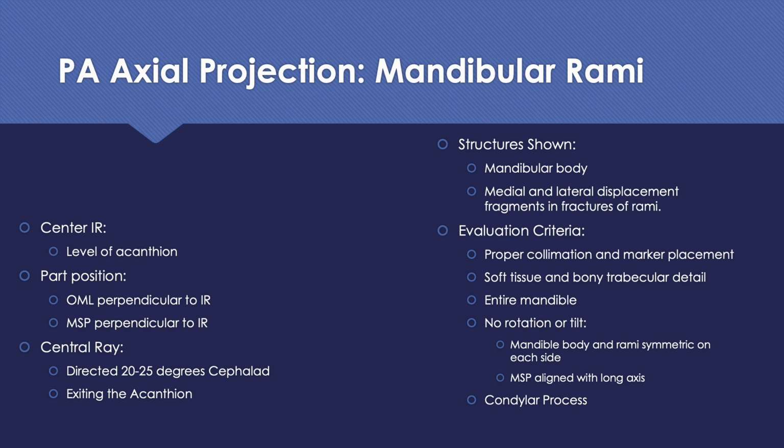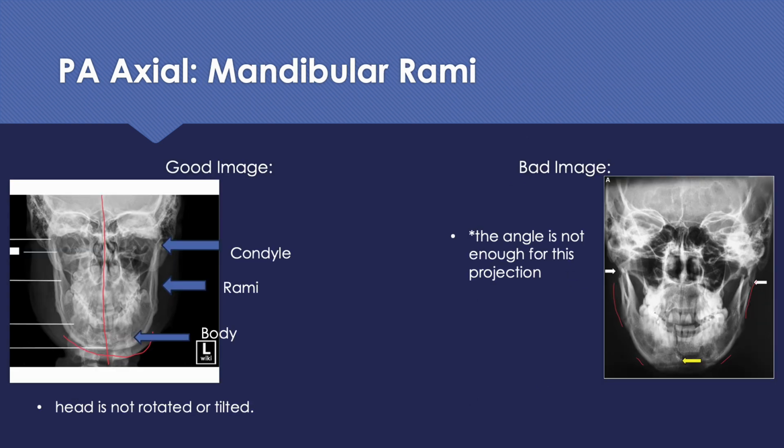For evaluation criteria, proper collimation and marker placement, soft tissue and bony trabecular detail, as well as the entire mandible with no rotation or tilt. The only thing different with the PA axial, we will see the condylar process. Here are the images to follow. In the first image, we can see the condyles and the rami, as well as the body in full, with good collimation. The mid-sagittal plane is going down the middle. It's pretty much not tilted or rotated.